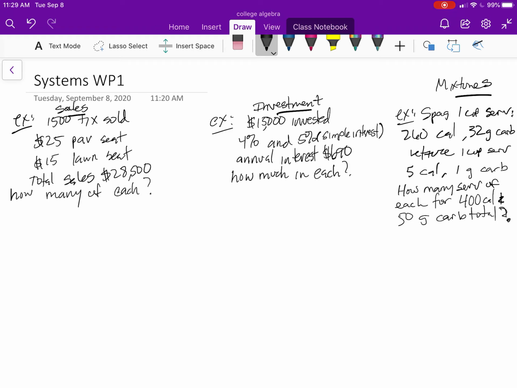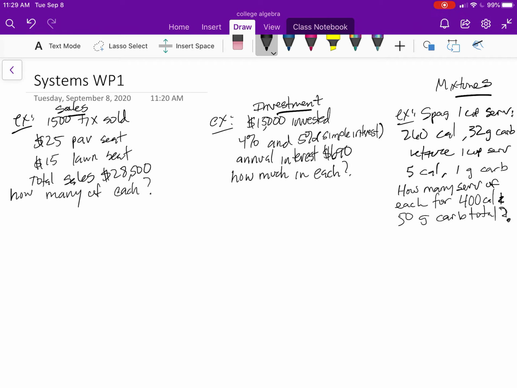So I wrote down the basics of these, but I'll go ahead and read the actual problem. So the first one, it says, word for word, one evening, 1,500 concert tickets were sold for the Fairmont Summer Jazz Festival. Tickets cost $25 for a covered pavilion seat and $15 for a lawn seat. Total receipts were $28,500. How many of each type of ticket were sold?